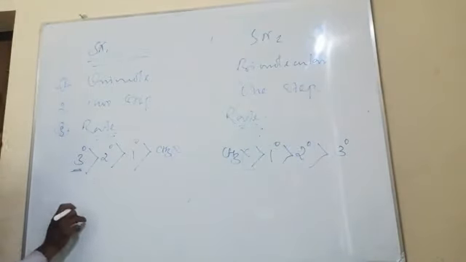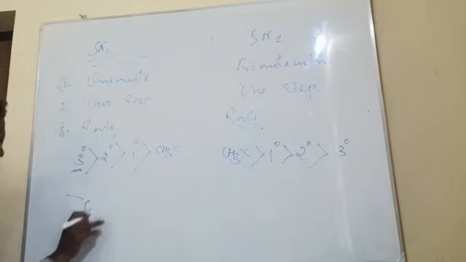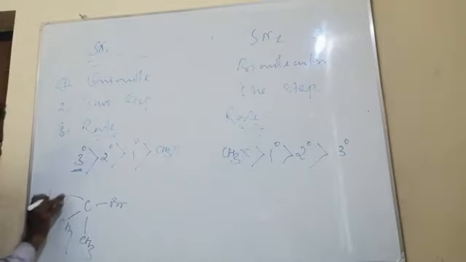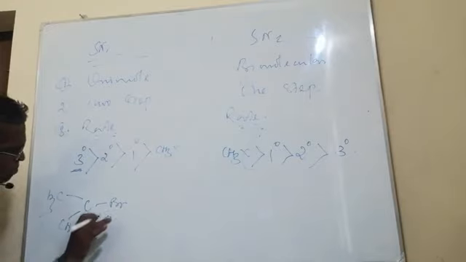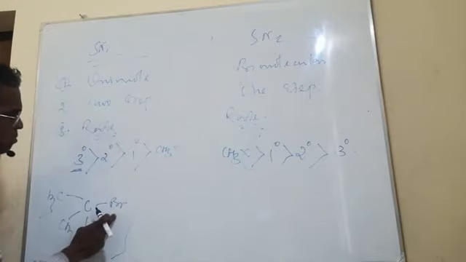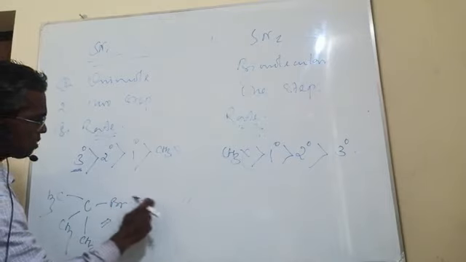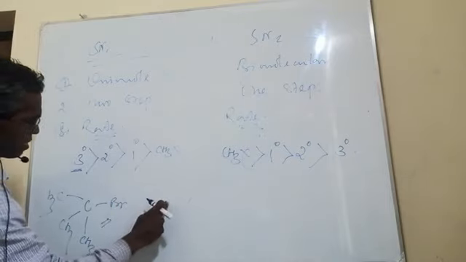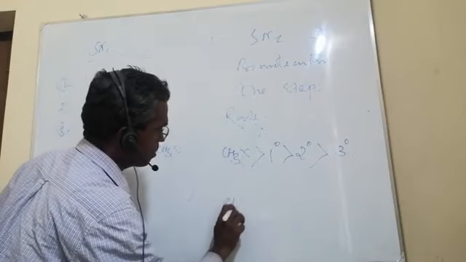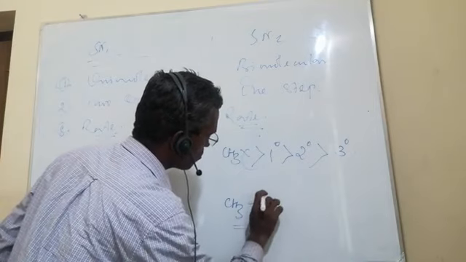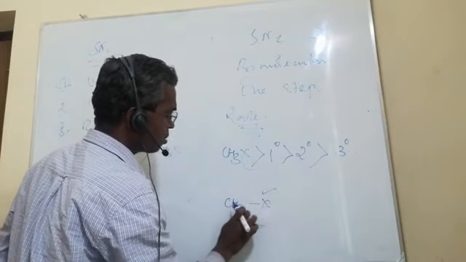Tertiary alkyl halide, say for example, the example we have discussed, tertiary butyl bromide. This structure is more favorable to follow the path of the SN1 mechanism. Whereas this particular structure is more favorable in following the SN2 path.